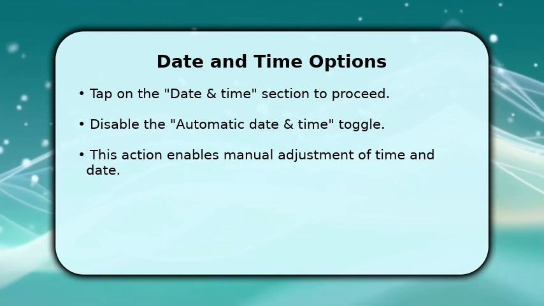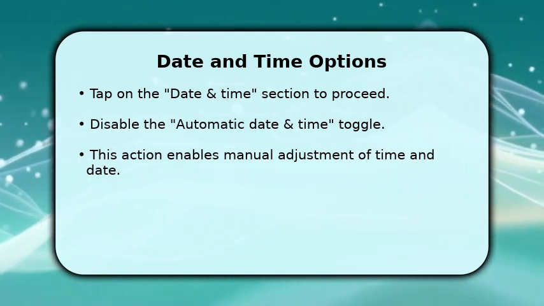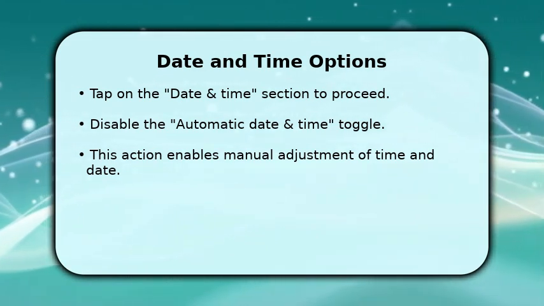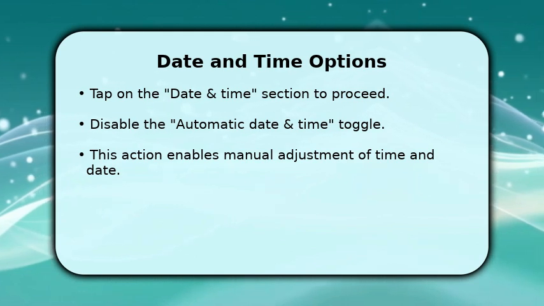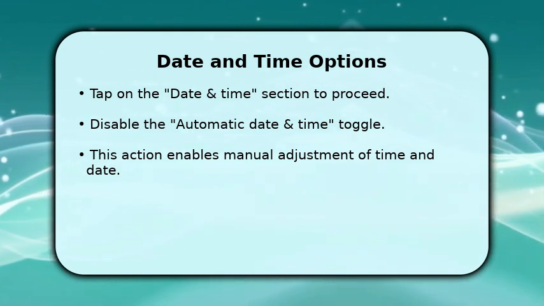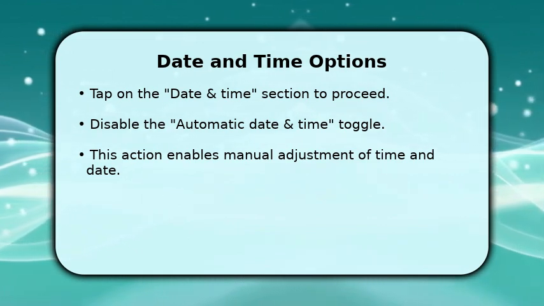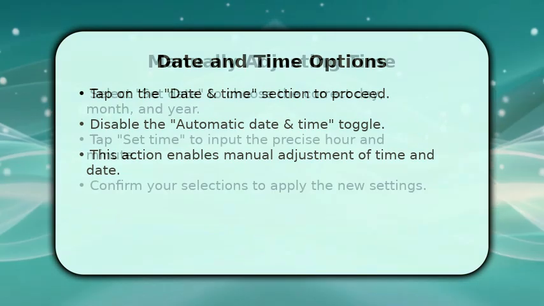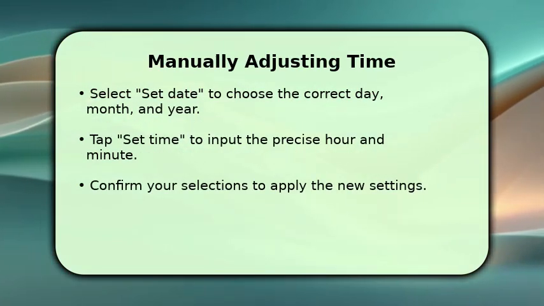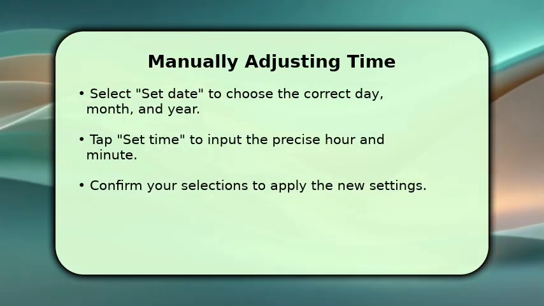Here, you'll likely see a toggle for Automatic Date and Time or Automatic Time Zone. To manually adjust your phone's time, you must turn this automatic setting off. This gives you full control over the date and time. With the automatic setting disabled, you can now manually adjust the time.